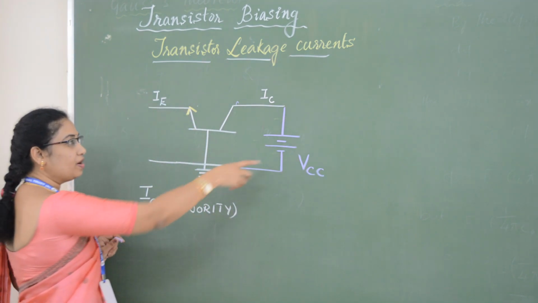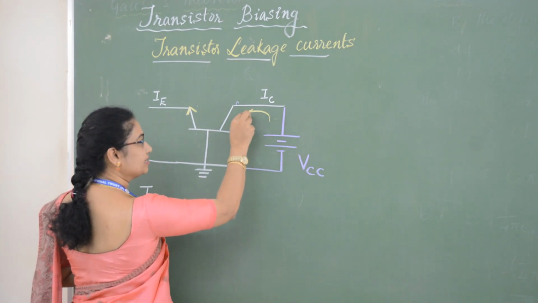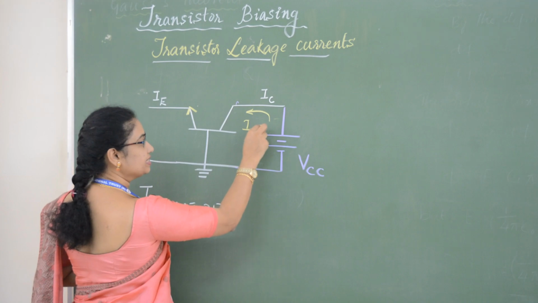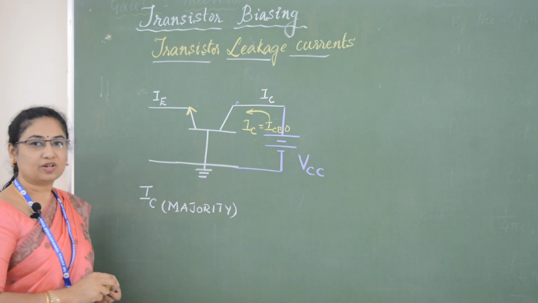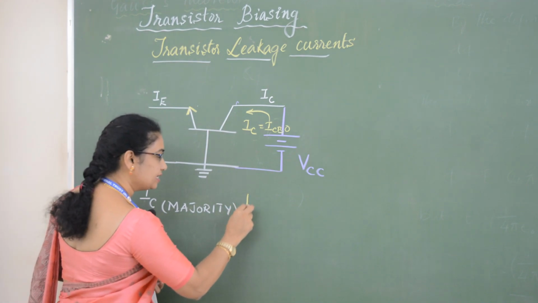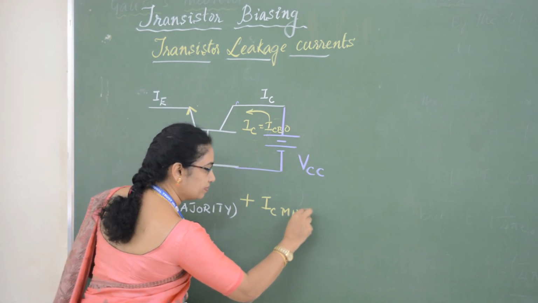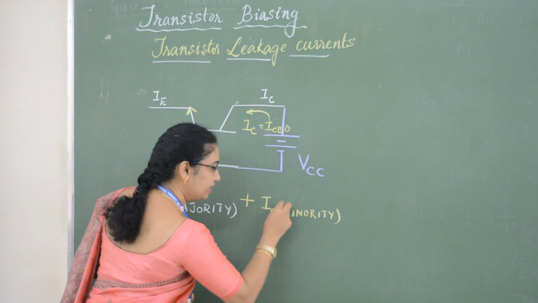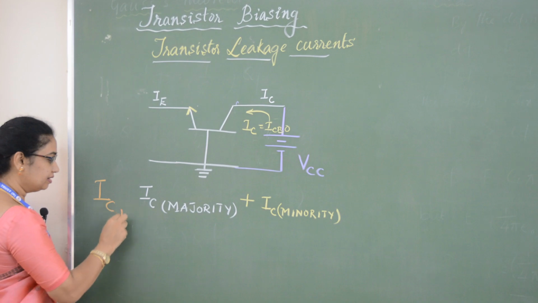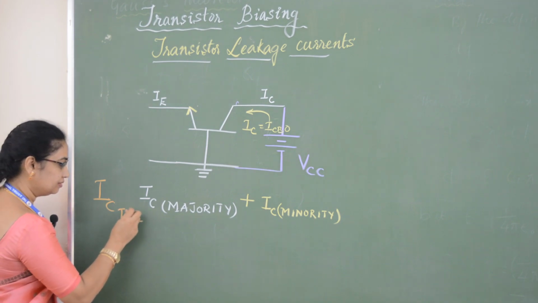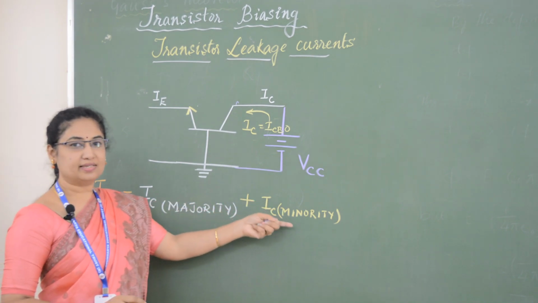So now, because of this, I am going to get a collector current, and that current I can call as IC, which is equal to ICBO, which is called as the leakage current. So this would be the sum of IC minority charge carriers. So the total collector current IC would be equal to IC majority plus IC minority.